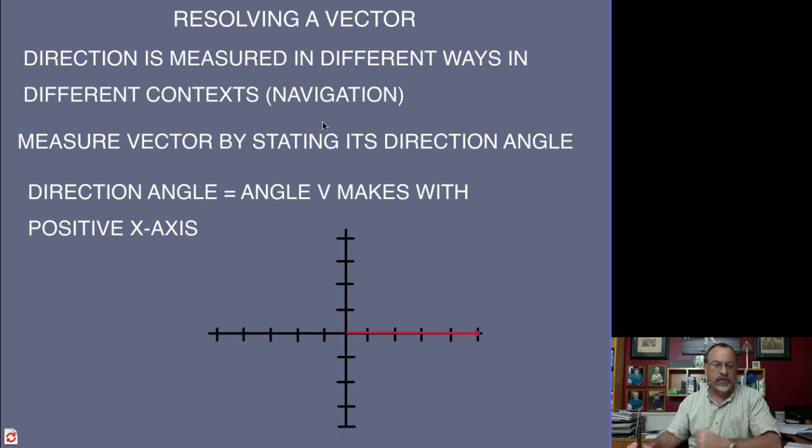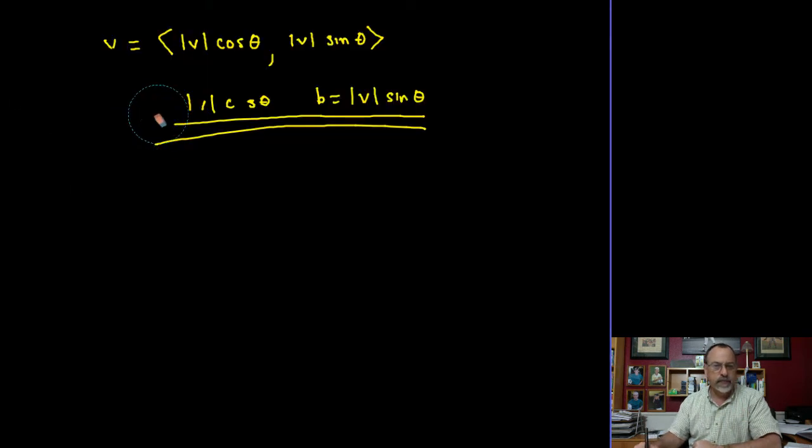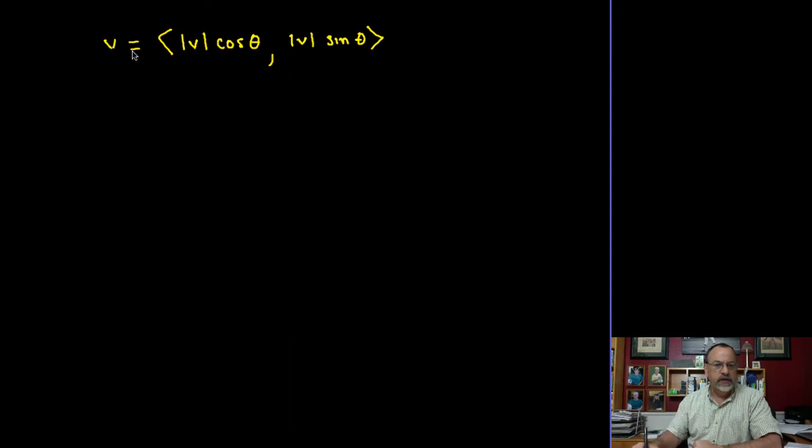Now, there's one little formula you need to know. If you have a vector v, the a component of the vector is equal to the magnitude of the vector times the cosine of the angle. The b component is equal to the magnitude of the vector times the sine of the angle. And again, you see how these line up with the cosine being the x and the sine being the y, as we talked about in trigonometry.